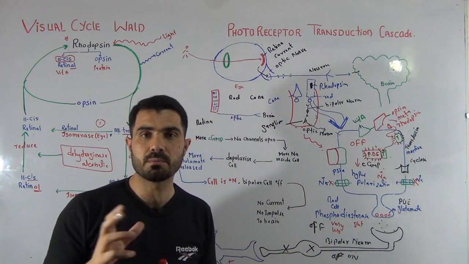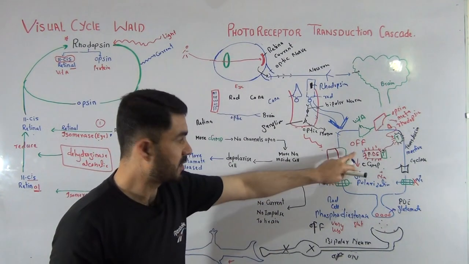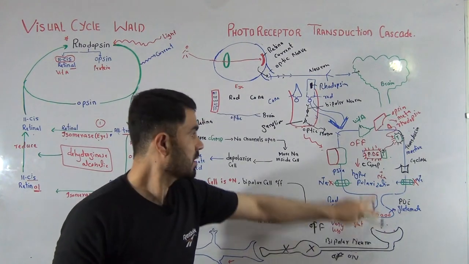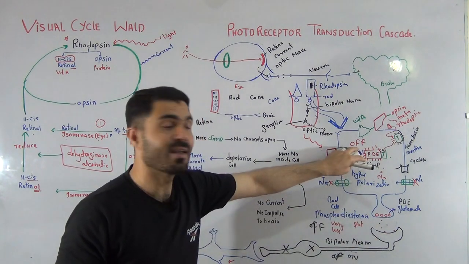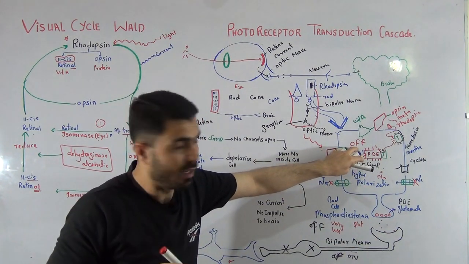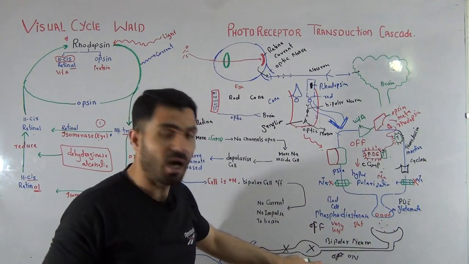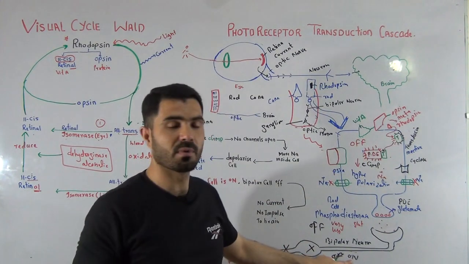It is the glutamate that tells us whether the cell is off or on. So when the glutamate is very less, the cell is off. When the glutamate is high, the cell is on. And we know very well that the next cell after the rod cell is always doing the opposite. Meaning if this is off, this cell will become on.